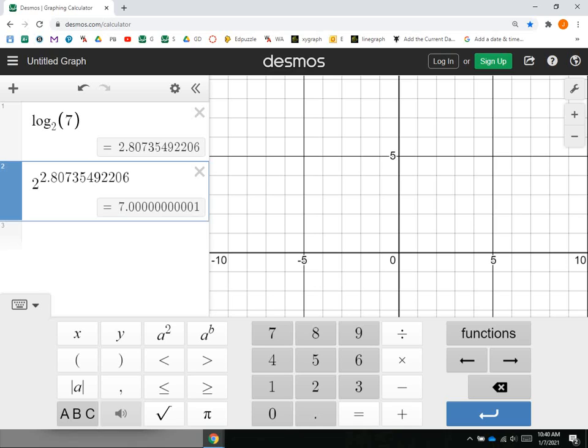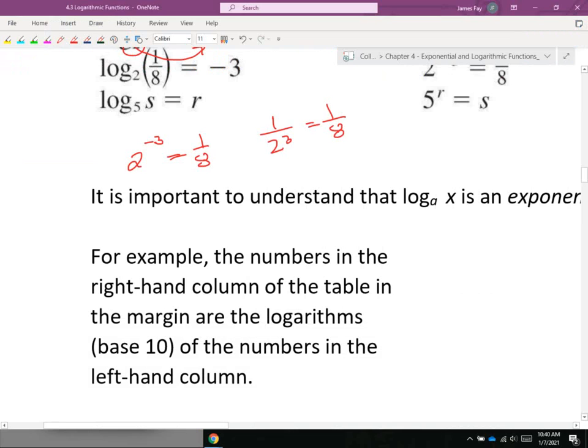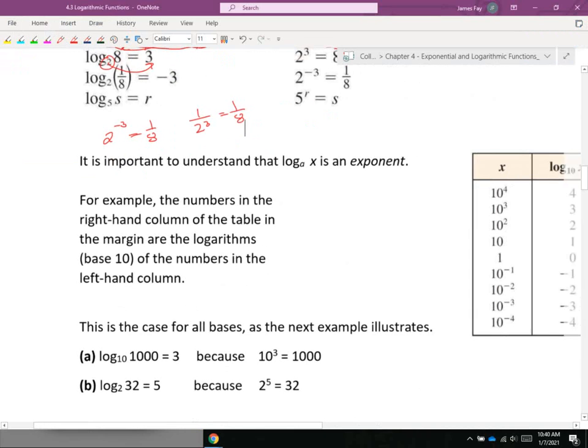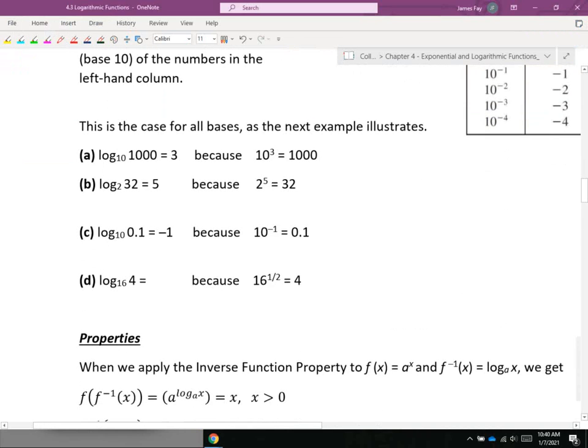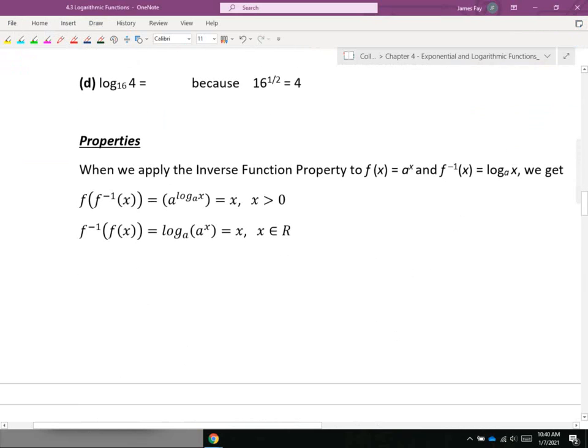2.80735492206. Okay, a little bit of rounding there in that 6. That 6 must be a 5 in all actuality. But does that give me 7 back? Okay, so nobody would have known that. So in that case, you do have to use your calculator to produce that result for us. So that's just a little bit of where we can maybe use our calculators.